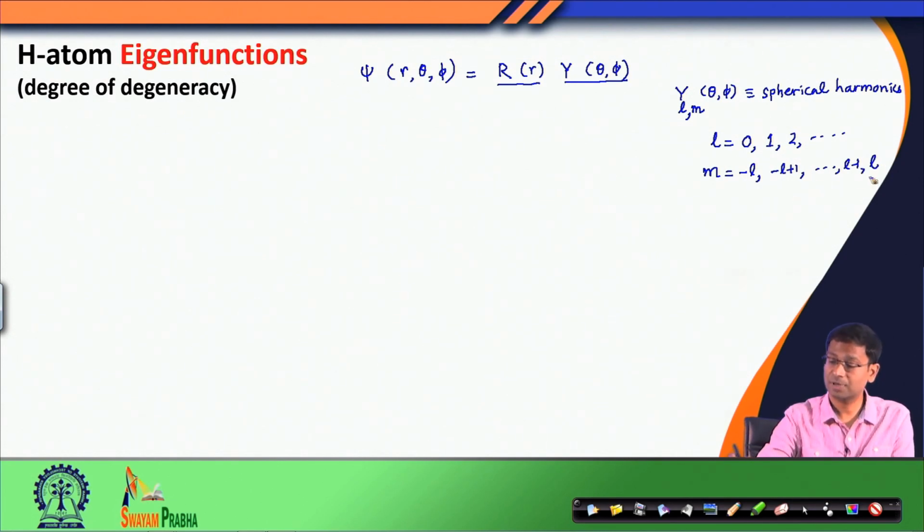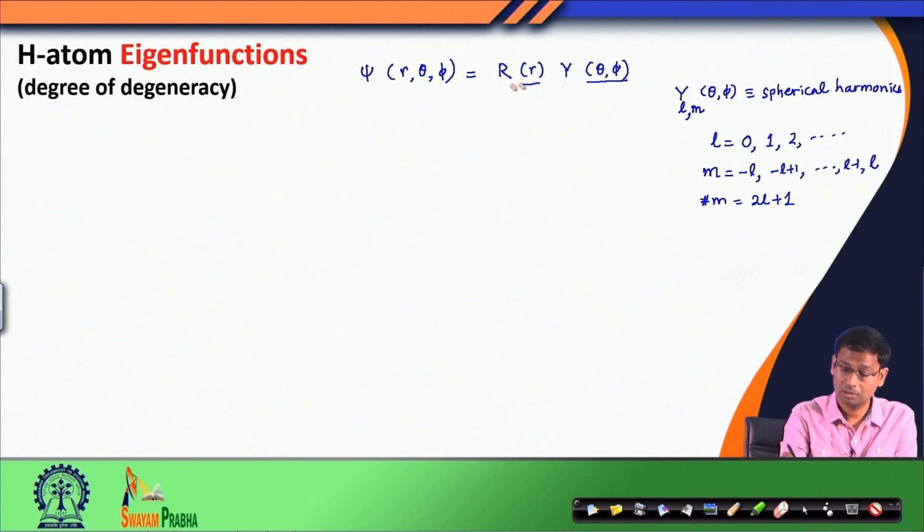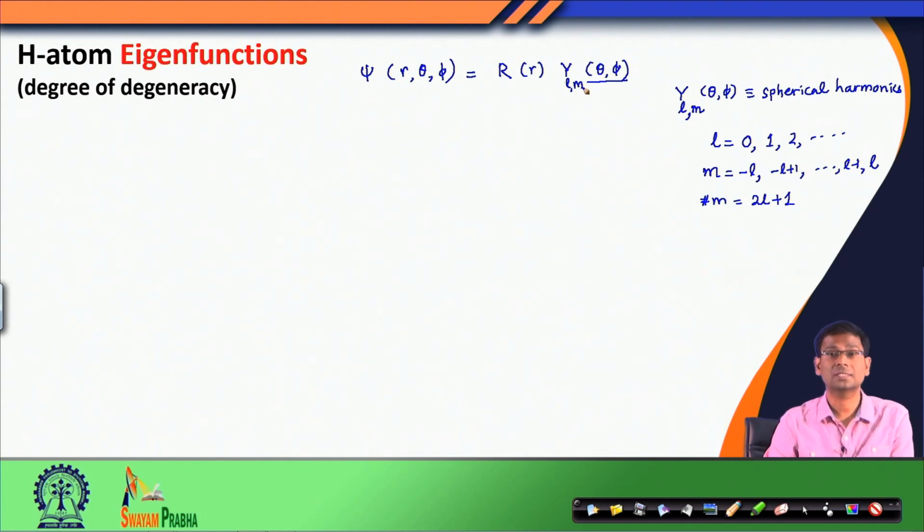So, minus L to plus L in steps of 1 would give me 2L plus 1 values of M for a given value of L. This we knew about the spherical harmonics. So, what we would do is give this index Lm to this Y function, the spherical harmonics. This we knew from the angular momentum solution, so therefore, we used it.